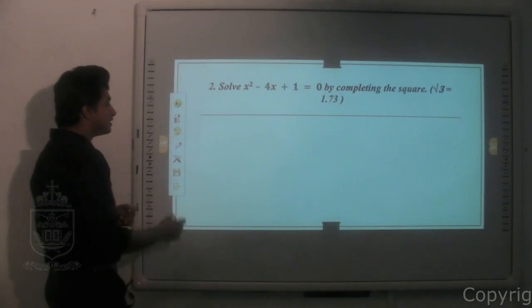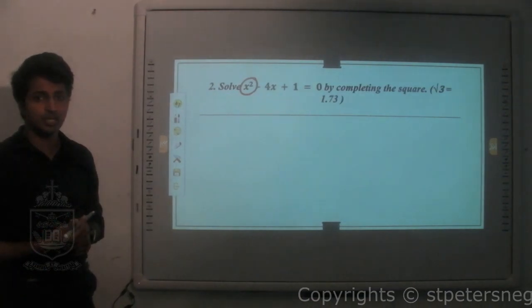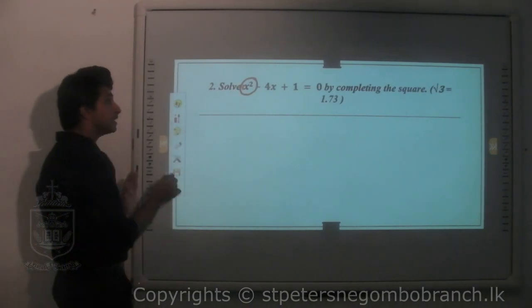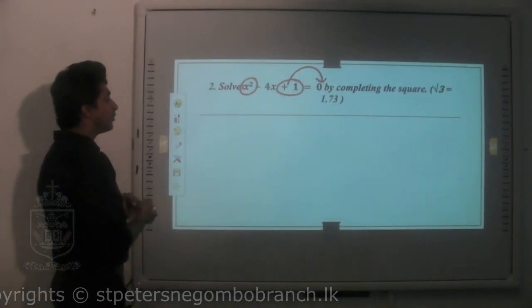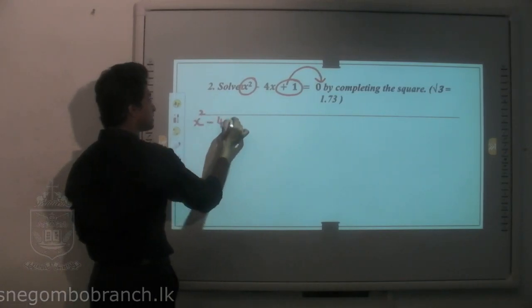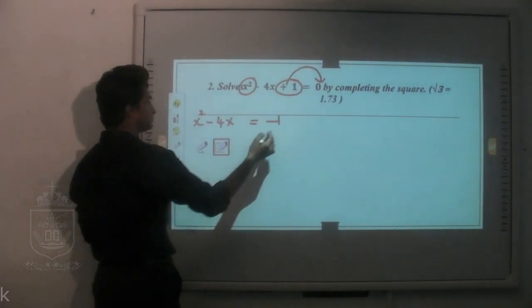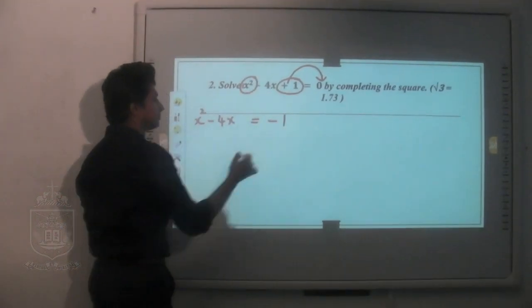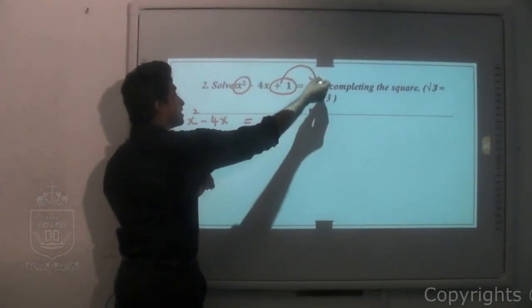Right. Again in the second question, first check whether x squared is alone. It is alone here again. There is no coefficient. Coefficient is 1 here, so no problem. Then the first step you have to do is take the whole number to the other side. When you take the whole number to the other side, that is going to be x squared minus 4x equals minus 1, when plus 1 is taken to the other side.